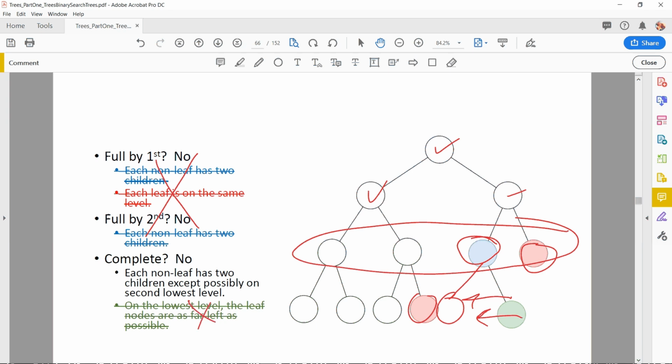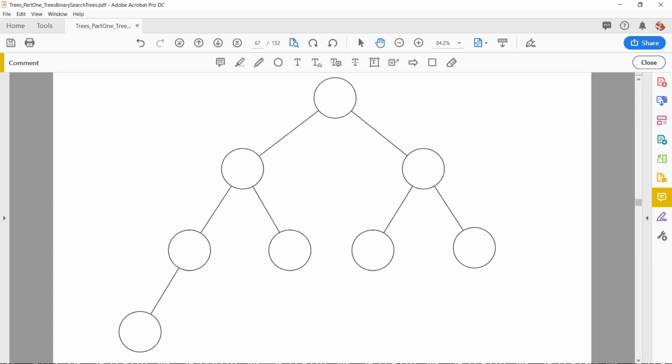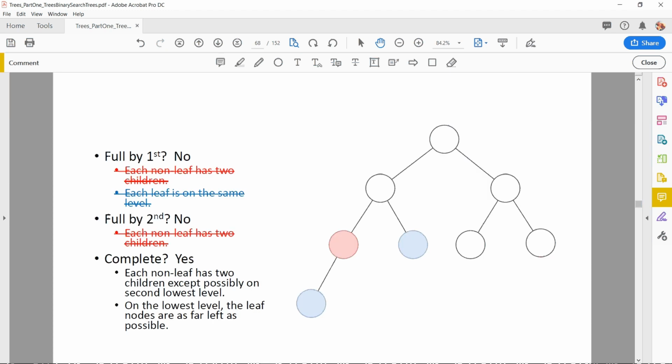Take a look here. This is another one that is not full but is complete. So it's not full because we have an example of a non-leaf with one child. So that makes it not full by either definition. We also have another example of the second part of the first definition, leaves on different levels, so it doesn't meet that either. But for complete, it is complete.